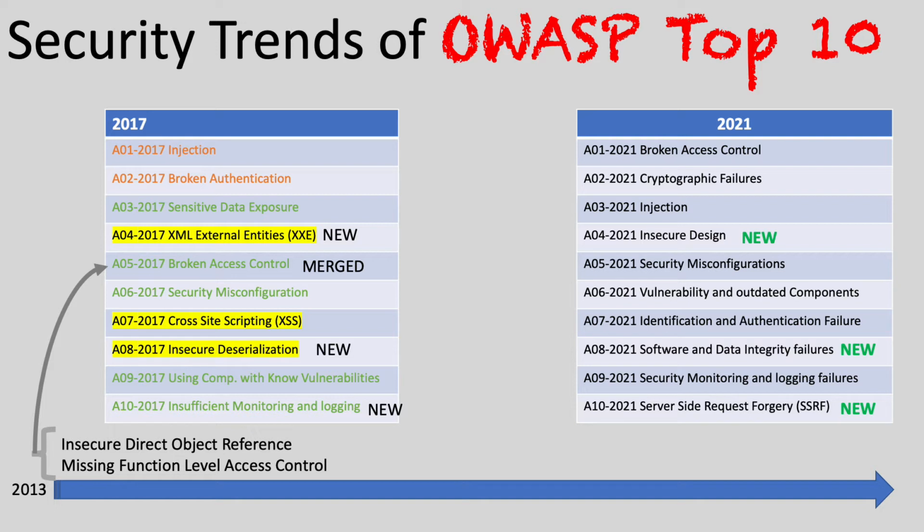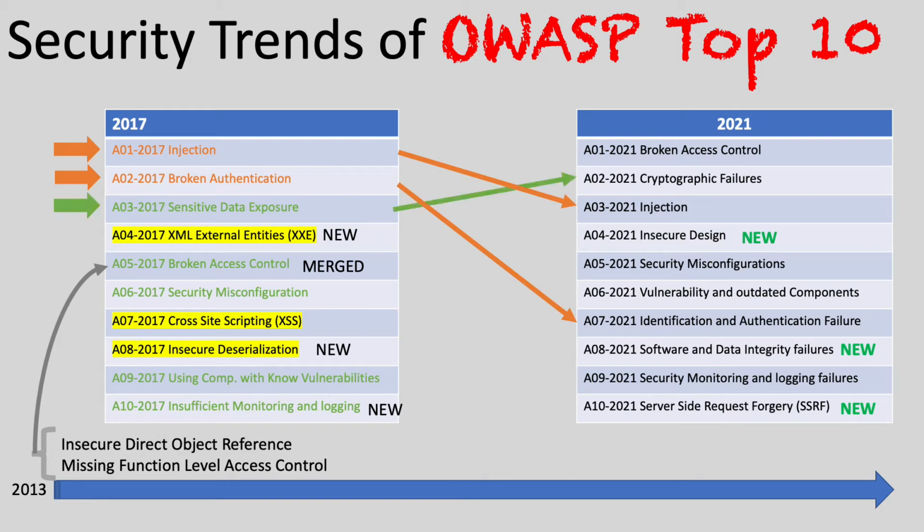So let's now look at the focus on 2017 to 2021. The big difference that we see here is that in 2017, injection and broken authentication were number 1 and 2. That was the top priority. But in 2021, they came down in the top 10. We see them moving to 3 and to 7. So they came down a little bit in terms of priority.